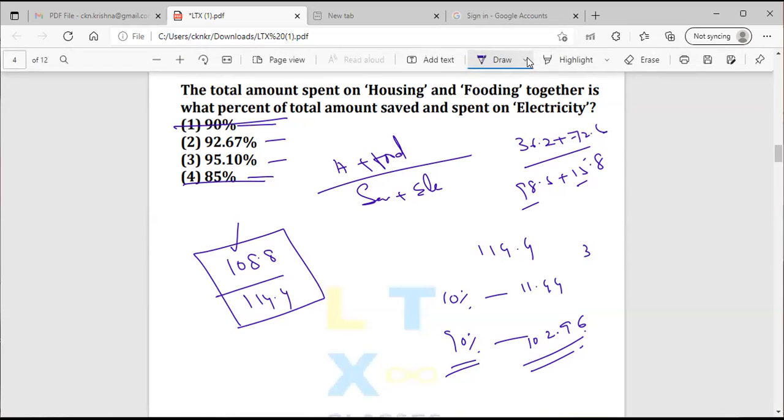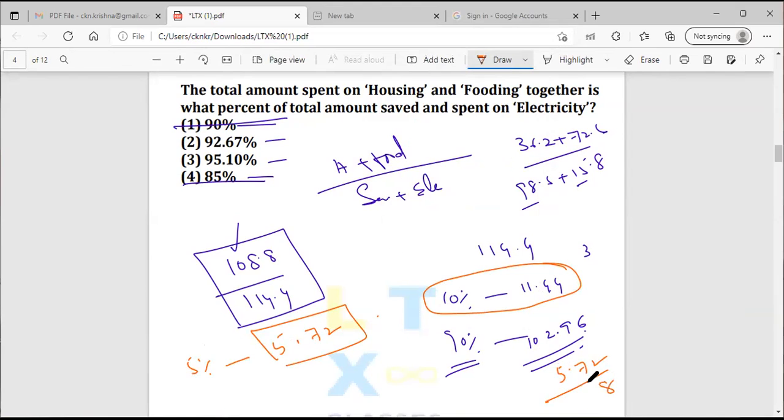Now you already discussed that 10% is 11.44. Half of that, 5%, will be 5.72. If I add 5.72, the overall value will be 108.68. This is 108.8. So 90 plus 5, 95. The answer should be slightly more than 95. 92 will not work. That's why the only option is the third option.